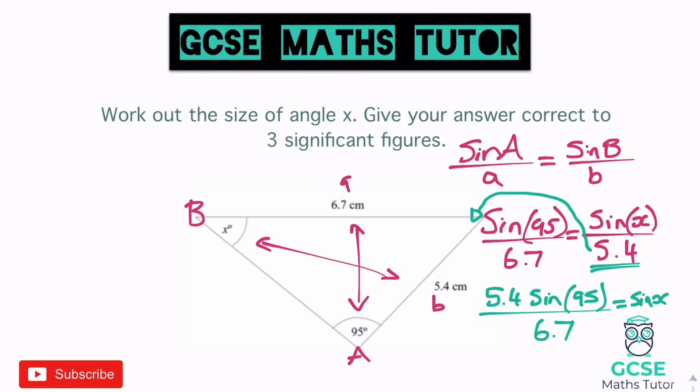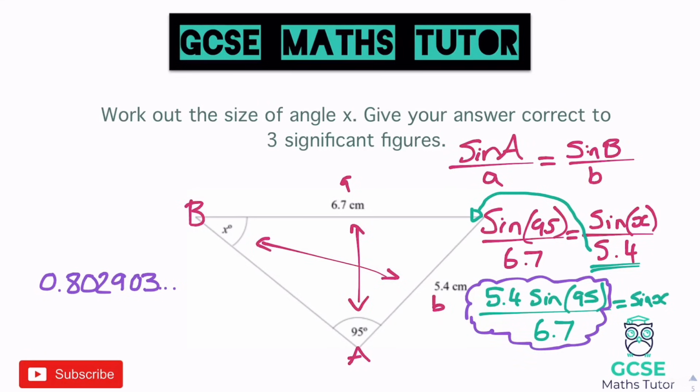Now if I type all of that into the calculator, let's see what we get. So let's type all of that in. On the top I've got 5.4 sine 95, and on the bottom I've got 6.7. And if I press equals, let's see what we get. So I get quite a long decimal. So we've got 0.802903, and you know, we're not going to write it all down. I'm just going to leave it on my calculator screen for the moment. But that is what all of this little bit on the left here equals when I type it all in.